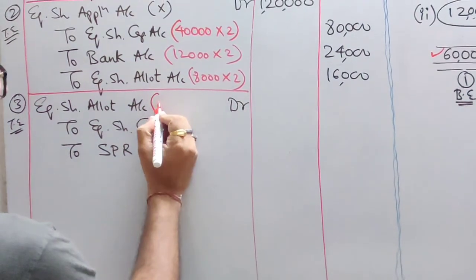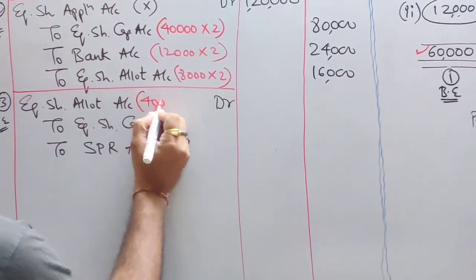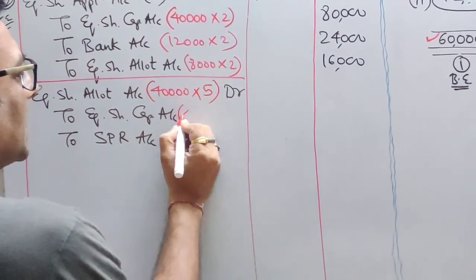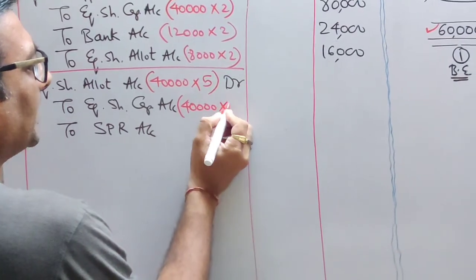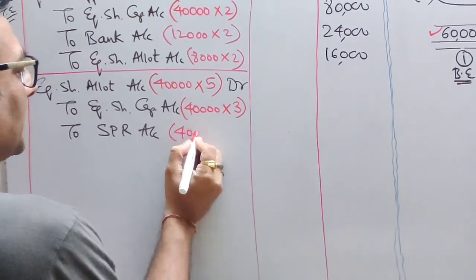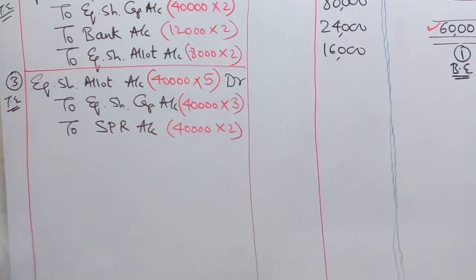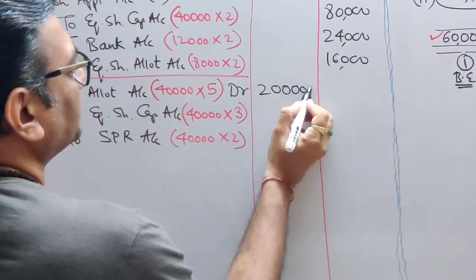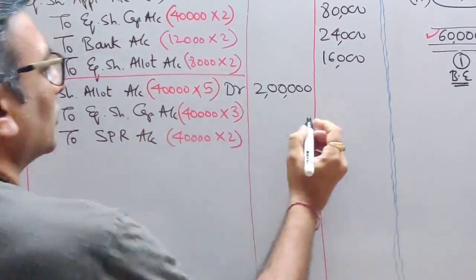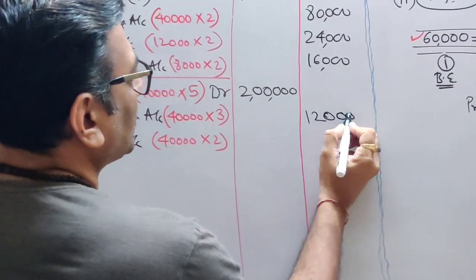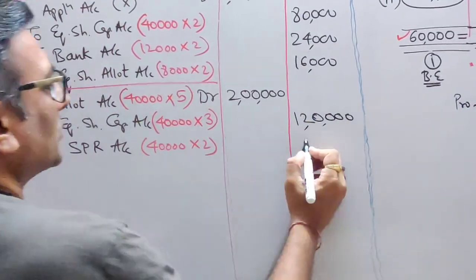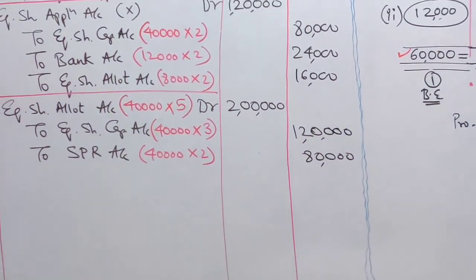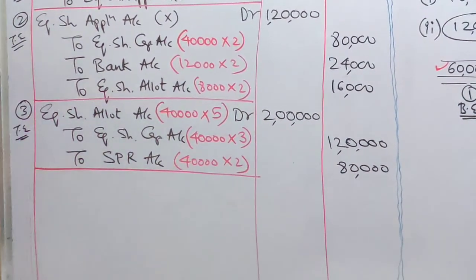Let's write down the working. How many shares did we allot? 40,000 shares. How much are we asking at the time of allotment? 5 rupees. Out of 5 rupees, how much is capital money? 3. How much is premium money? 2. Now let's write down the amount. 4 5s are 20. 4 zeros. 2 lakh. 4 3s are 12. 4 zeros. 120. 4 2s are 8. 4 zeros. 80,000. So we are done with the transfer entry.